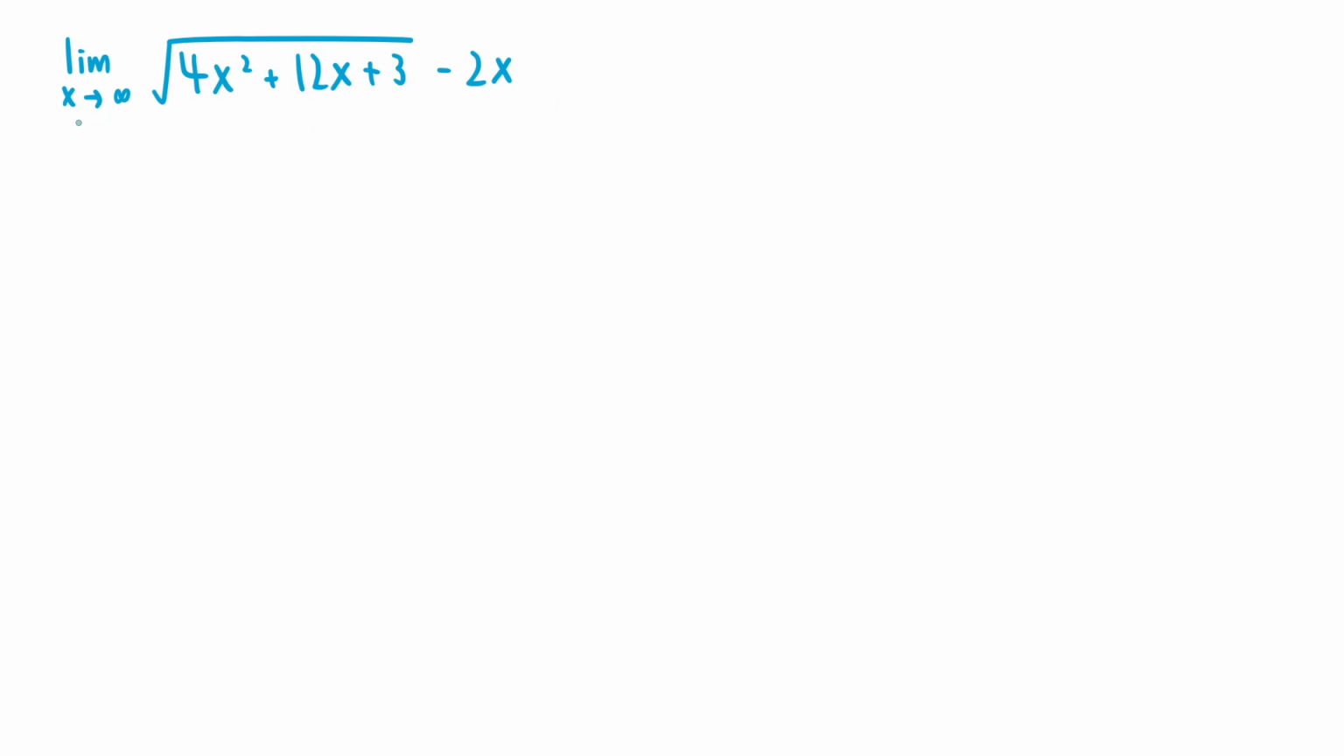What is the limit as x approaches infinity of the square root of 4x squared plus 12x plus 3 minus 2x? The expression is in the form infinity minus infinity because 4x squared plus 12x plus 3 tends towards infinity as x approaches infinity, so the square root of that expression also tends towards infinity as x grows larger. 2x also grows without bound as x approaches infinity, so the entire expression is in the form infinity minus infinity, which is an indeterminate form, so we need to do some more work.